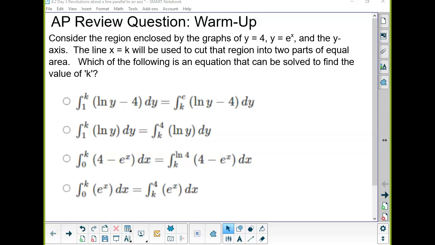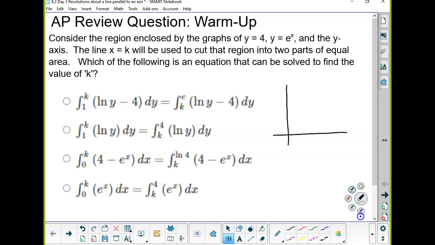So consider the region enclosed by the graph of y equals 4. Let's just do a real rough sketch of what we know. If y equals 4, that's basically the horizontal line. We've got the line y equals e to the x, which, remember, when x is 0, e to the 0 is 1, so I know it's going to go through here and then it's going to exponentially grow. And the y-axis. So I've got this region right here.